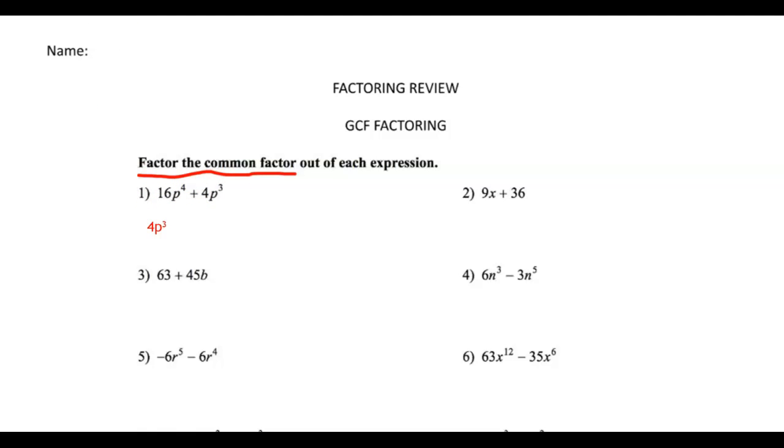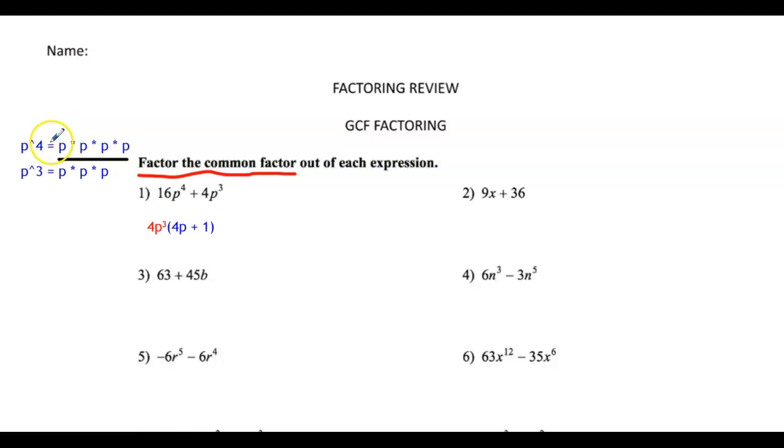Now we do the leftover step, which is I divide both of the terms that are already there by the greatest common factor, and then we can determine what's in the leftovers. My leftover step, I did 16p to the fourth divided by 4p to the third. I know 16 divided by 4 is 4, and p to the fourth divided by p to the third, I would subtract the exponents. Think about it like this.